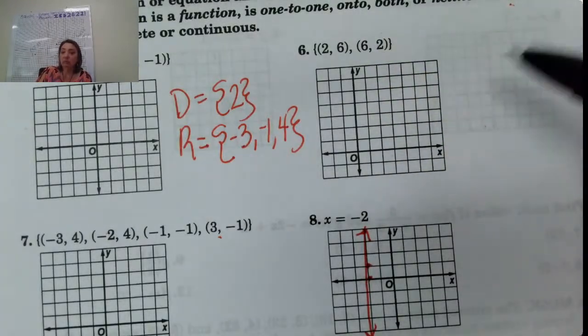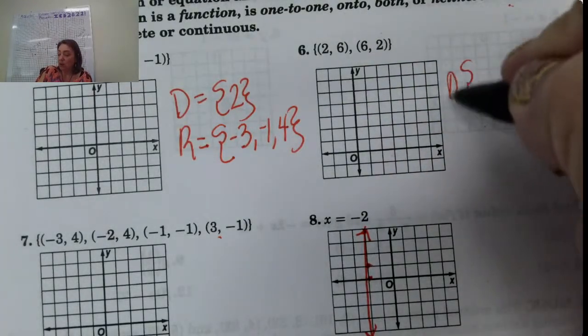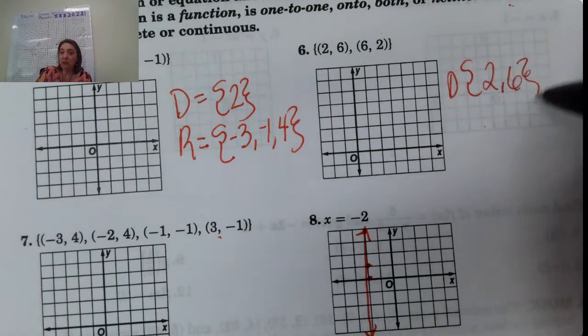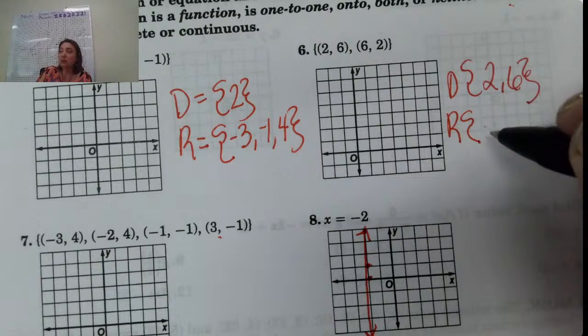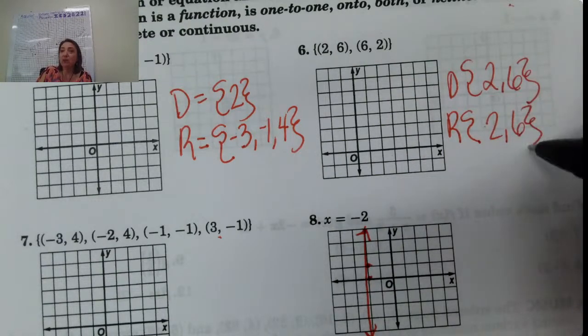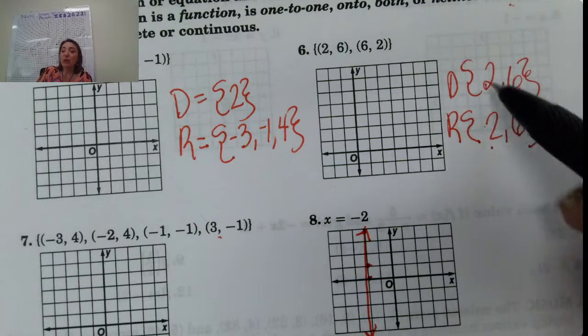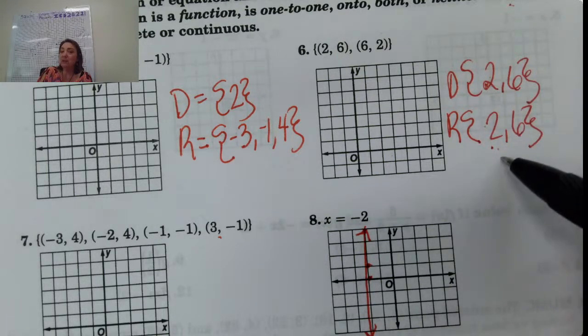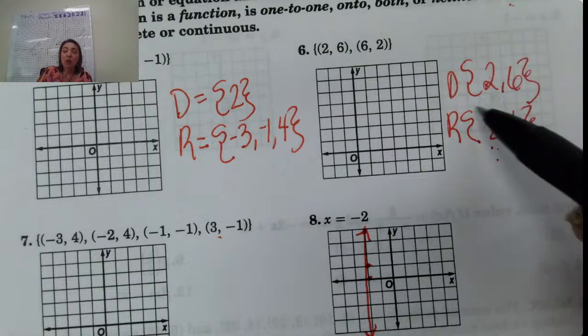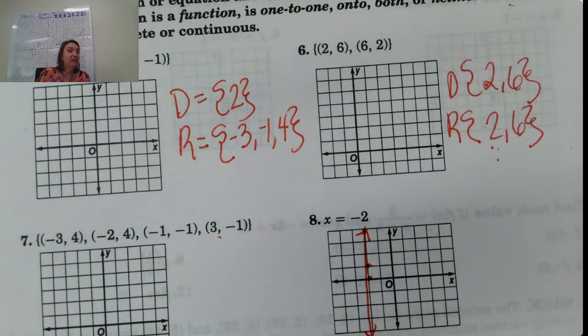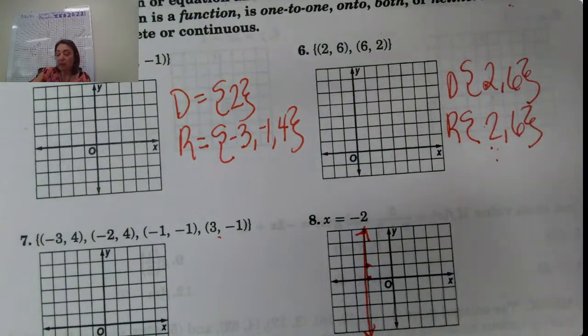Okay. What about our domain for this one? 6. So our domain is 2 and 6. And what's our range? It's also 2, 6, right? Notice that this x and this y don't match each other. Those are not mates. They're not buddies. They're not partners, right? When you're listing the domain and range, you're not listing them in the order that they appear with everything else. You're just listing the possible x's and the possible y's.